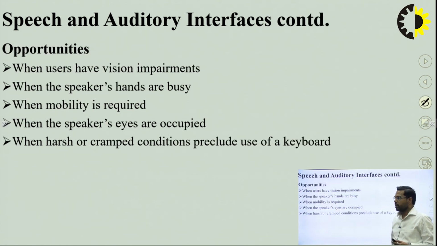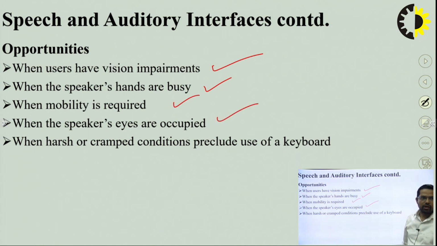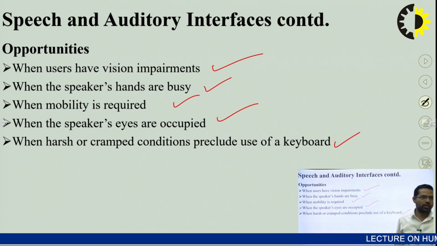So what kind of opportunities are in this field? The first is when the user has vision impairments. In India and in the world, so many persons are visually impaired and cannot see. So when a user has a vision impairment, then we can use speech and audio interfaces. Also when the speaker's hands are busy, when mobility is required, when the speaker's eyes are occupied, and when harsh or cramped conditions preclude use of the keyboard.